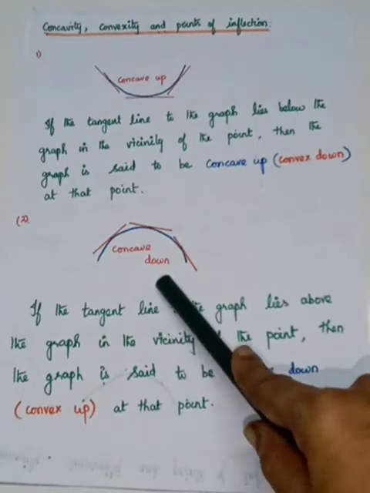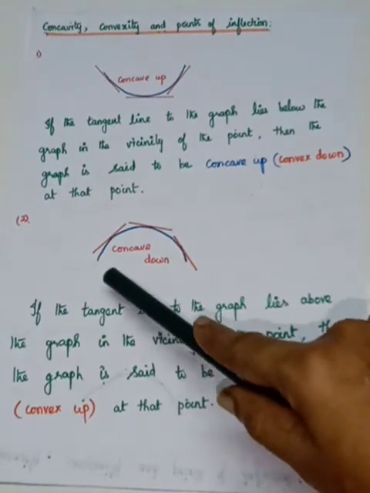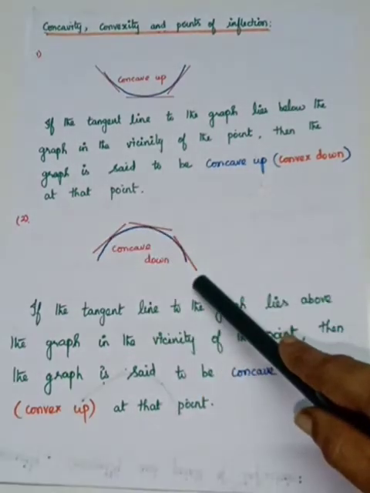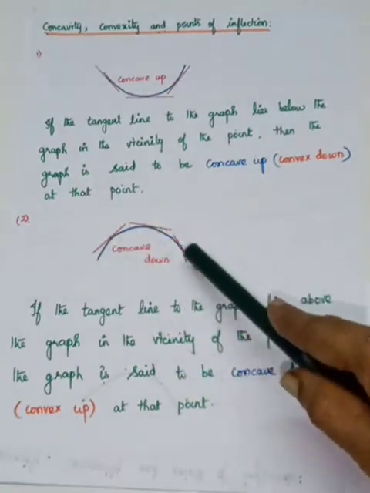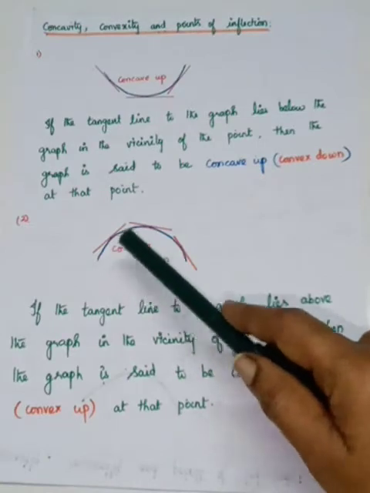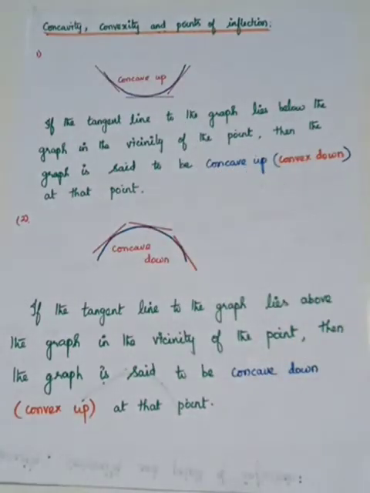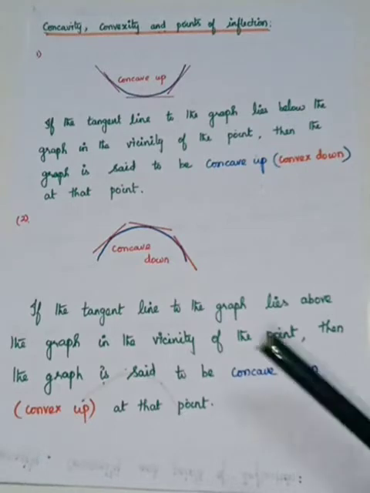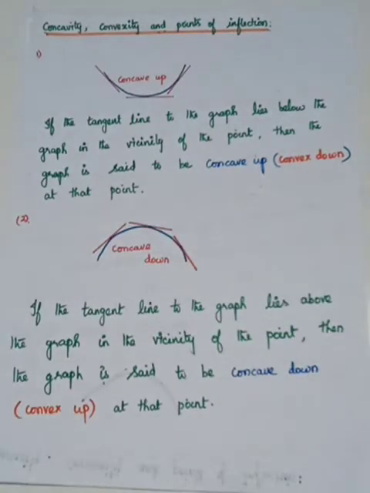See this curve. Using blue color I have drawn the curve. So I have drawn the tangents at 3 points. So now the tangent line lies above the curve. So that is, the curve is concave downward or convex upward.